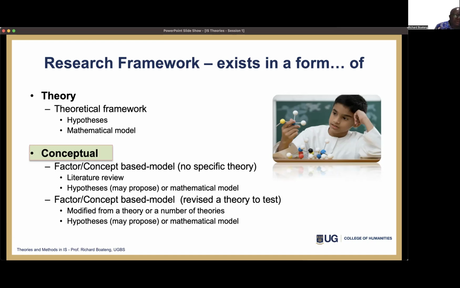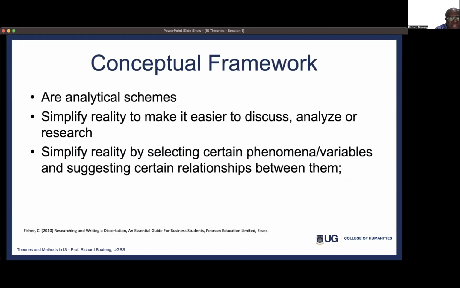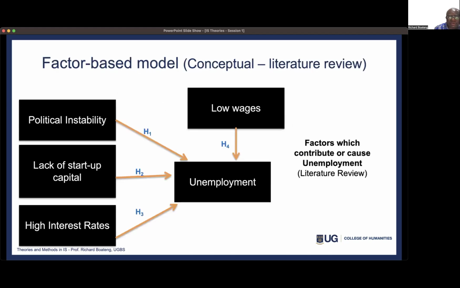Now let us look into detail so that I can make it easier for you to understand. The conceptual framework is an analytical scheme which simplifies reality to make it easier to discuss and analyze the research. Somebody may say this is a definition in research work, but a conceptual framework is part of the research process. What it does is simplify reality by selecting certain observed phenomena or variables and suggesting certain relations between them. So the conceptual framework makes things easier for us to discuss and learn. That's its key job.